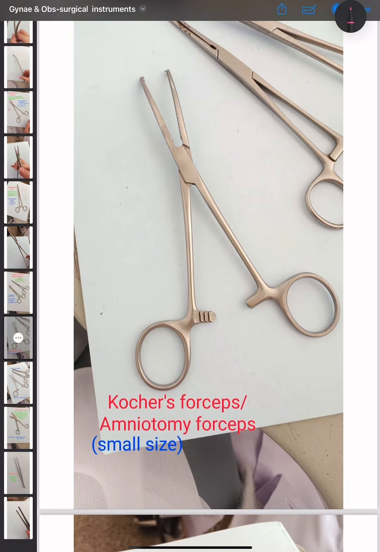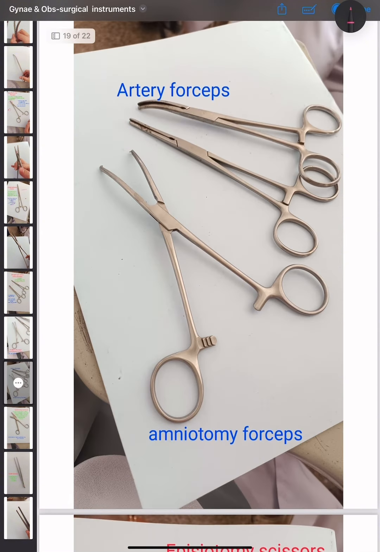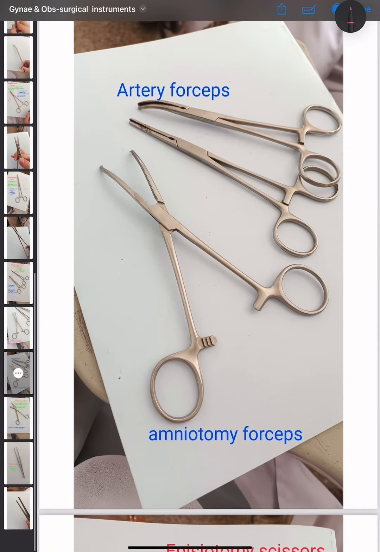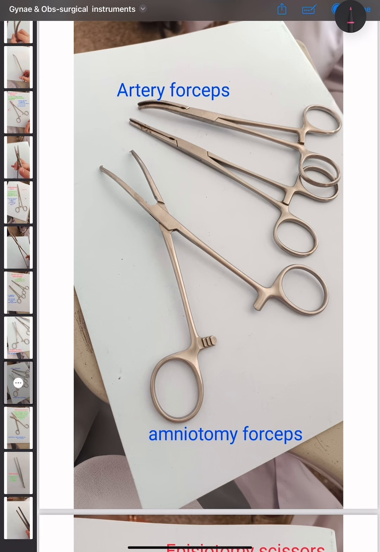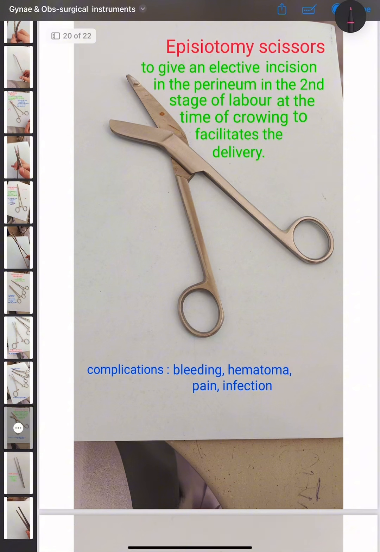This is Coker's forceps, as we discussed, the amniotomy forceps, but this is small in size and it is used for the artificial rupture of membrane. These are artery forceps. This is amniotomy forceps. You can see the difference. These are straight, but the amniotomy forceps is curved in shape and has a teeth-like appearance, while artery forceps doesn't have that.